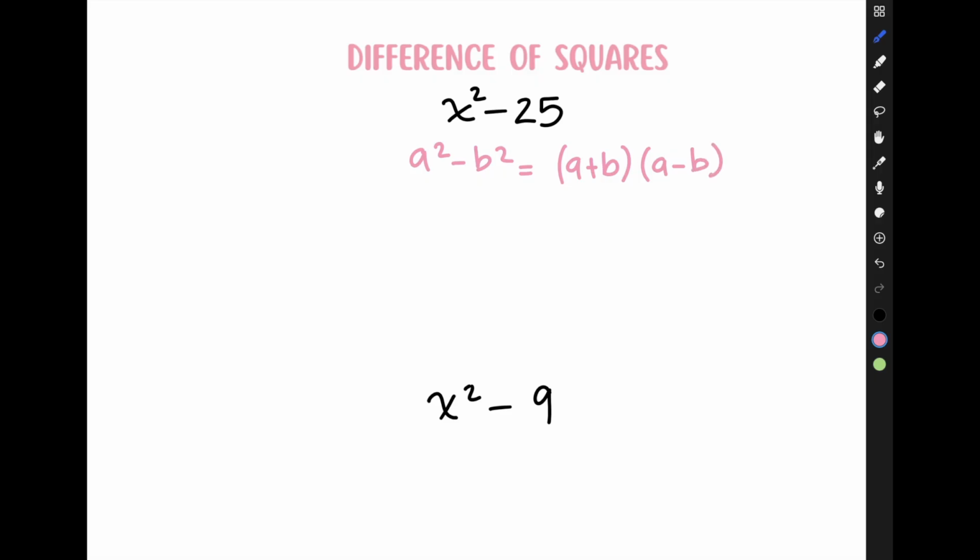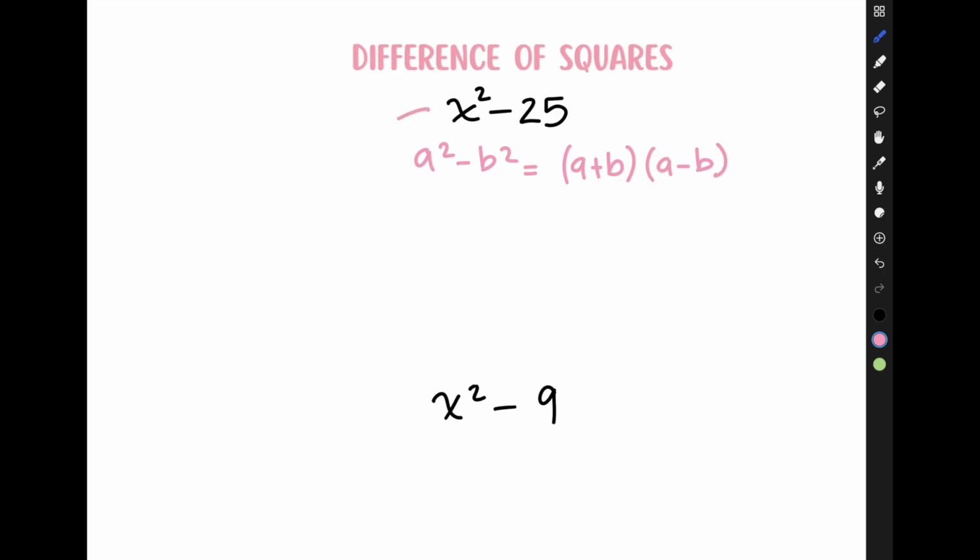All right, so what do we do with this now? All we have to do is we need to first find a and then find b. So a is x because x is what's being squared. b, however, is a number that you square to get 25. So the best way to figure this out is to take the square root of 25 to get plus minus 5. So we know that a is going to equal x and b is going to equal 5.